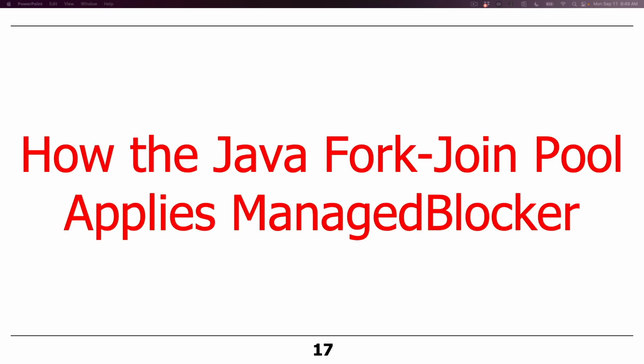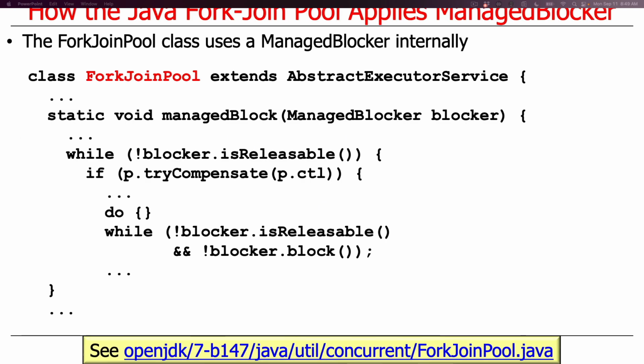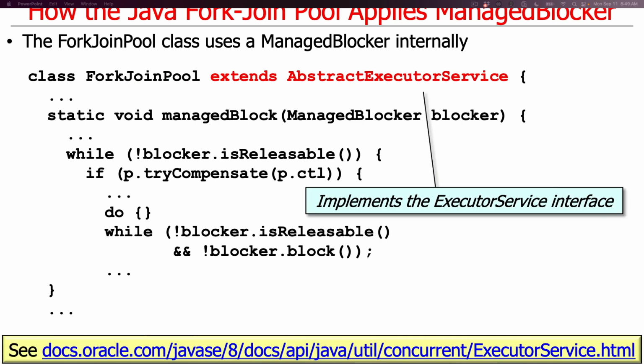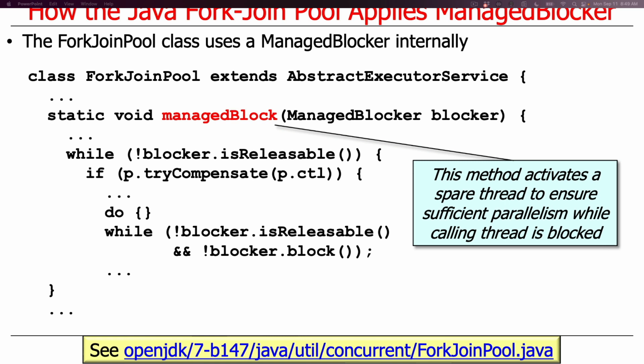So let's take a look at how the ForkJoinPool implementation in Java 8 and beyond applies the ManagedBlocker mechanism and the ManagedBlocker interface. It uses this internally to do its thing. You can see here that the ForkJoinPool class extends AbstractExecutorService, but we don't care about that right now. And this has a managedBlock method. We looked at some of what it does earlier. What this method does is activate a spare thread to ensure sufficient parallelism while the calling thread is blocked, or if the calling thread happens to block.